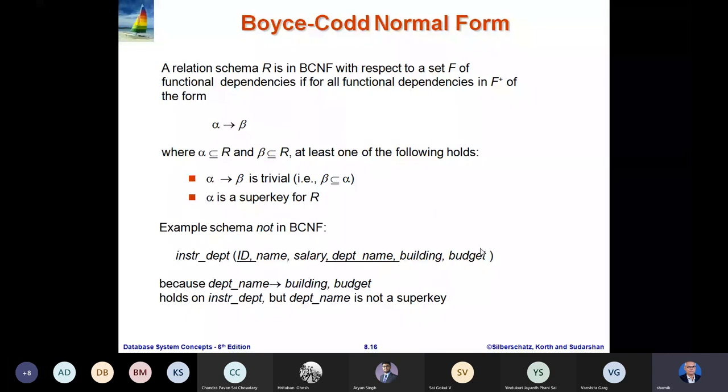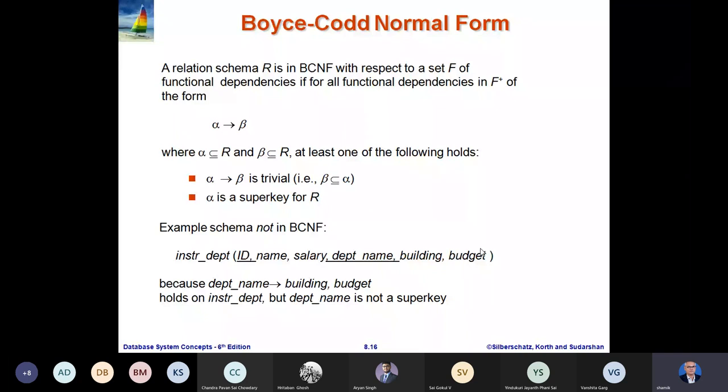So this BCNF: R is in BCNF with respect to a set of functional dependencies F. Remember that if you are simply given a schema R with no set of functional dependencies, there is nothing that we can say about whether R is in BCNF or not, because this concept of BCNF is with respect to a set of functional dependencies only. So then alpha to beta is trivial, or alpha is a super key of R.